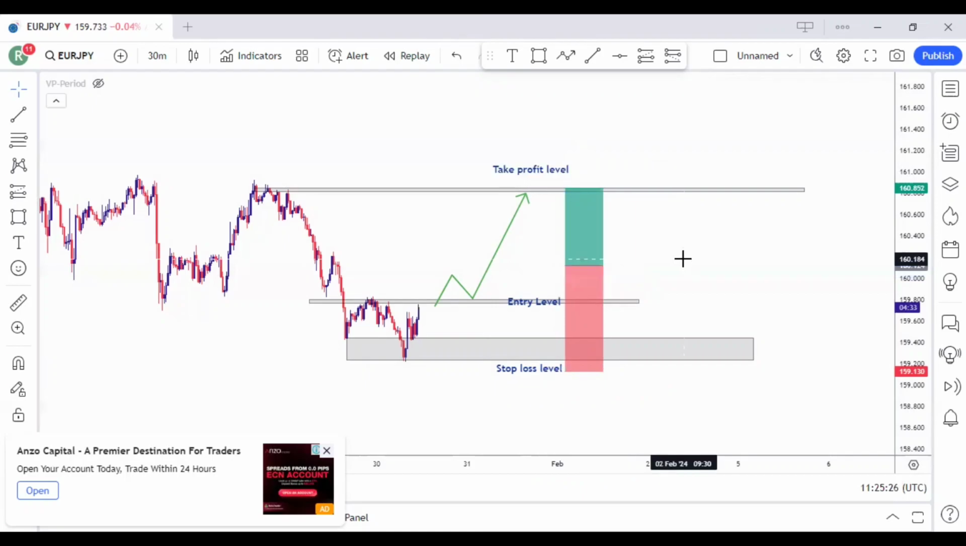Okay, all right. This is how you trade risking 1% of your account. Now we'll take another example in the next lecture. Thank you very much.